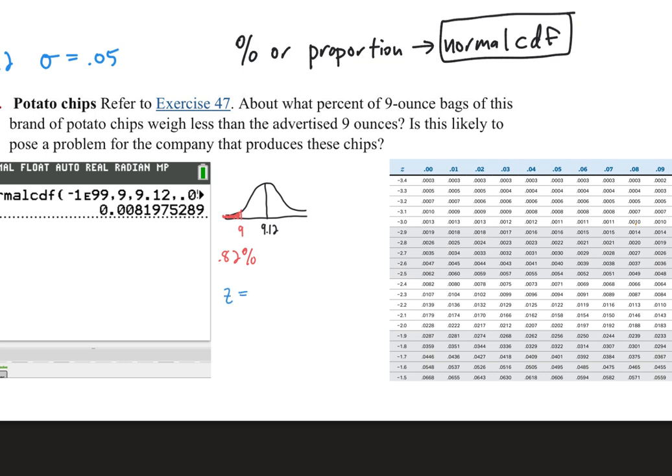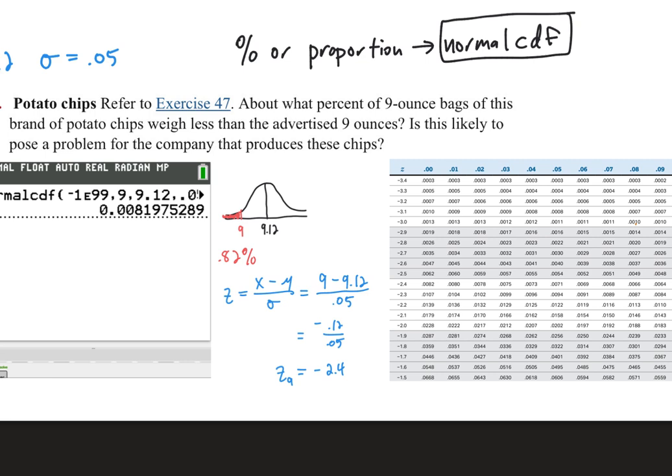So we'll use the formula z equals value minus mean over standard deviation. For us, the value is 9, that's the mean, and the standard deviation. So this is negative 0.12 over 0.05. That's negative 2.4. Okay, so this is our z-score that's associated with the value 9.